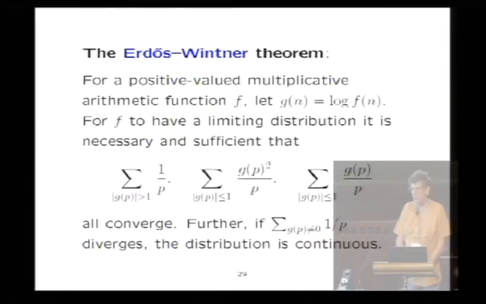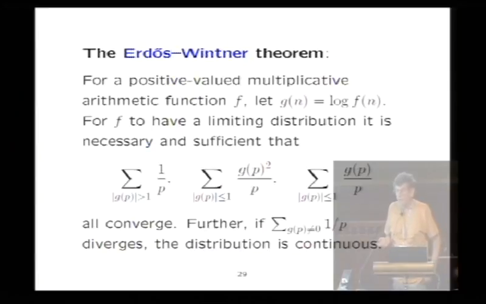And we look at 3 different series. The series are all over primes, but the primes are restricted in the 3 series. In the first series, the primes have g of p in absolute value greater than 1, and we're just summing the reciprocal of those primes p. In the second and third series, g of p is in the complementary set, of absolute value less than or equal to 1. And in those two series, we sum g of p squared over p and g of p over p. And so a necessary and sufficient condition for the function f to have a limiting distribution is that these three series converge. A beautiful theorem.